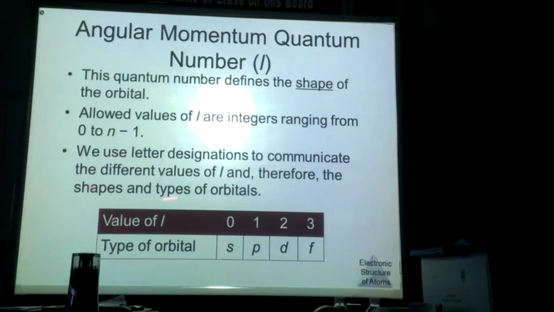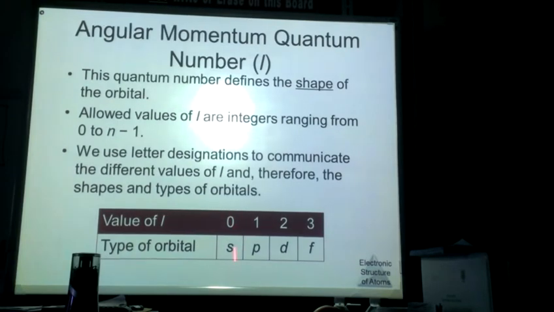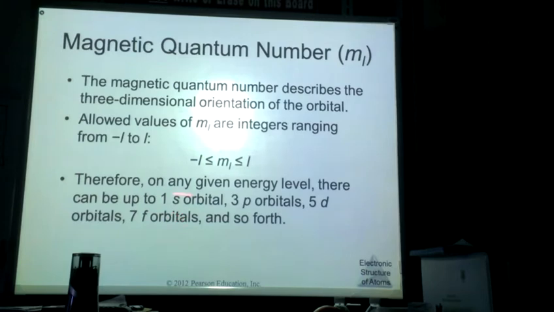Let's go back to L. We said for L, the s orbital is 0. So if the magnetic quantum number is dependent on L, that means I can go from negative integers to positive integers of my value of L. So if I'm in the s group, I'm only going to have 0, right? So I only have one s orbital. If you think about it, we're thinking about a spherical shape. I can really only orient a sphere one way in 3D. So it should make logical sense that I only have one s orbital.